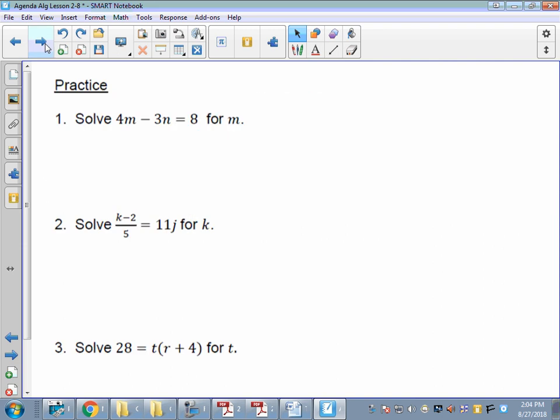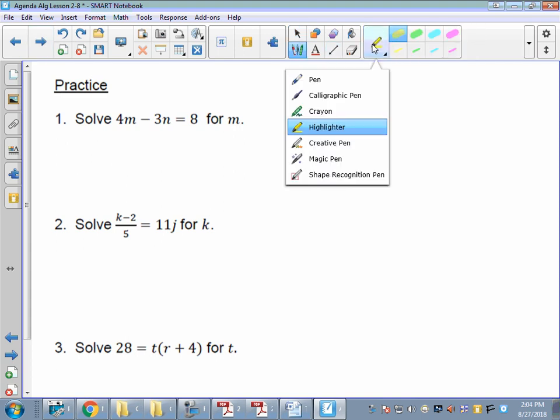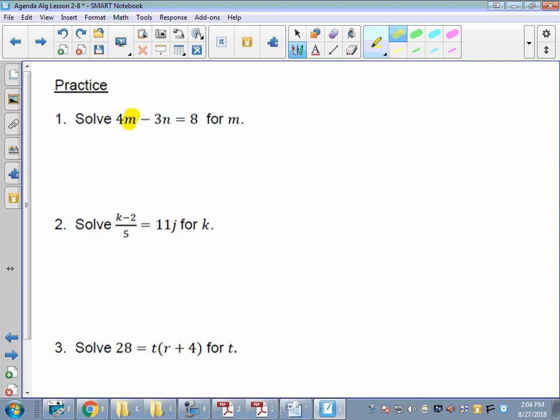So let's do a couple practice problems here and show you how it works. So number one, this looks exactly like the example we just did with your m's and n's. So this one says solve 4m minus 3n equals 8, and we're solving for m. So again, the first thing I want to do is locate the variable. There it is, m. That's what we're solving for. That's the only one there.